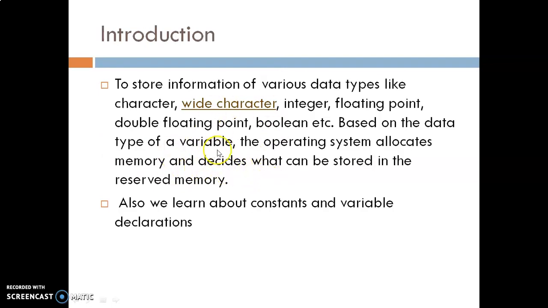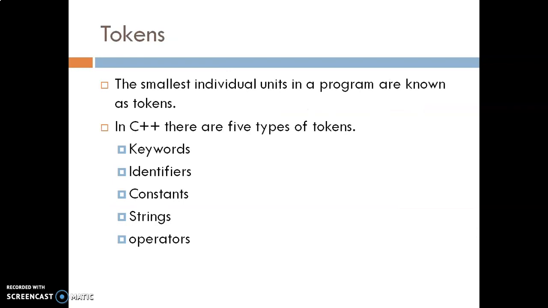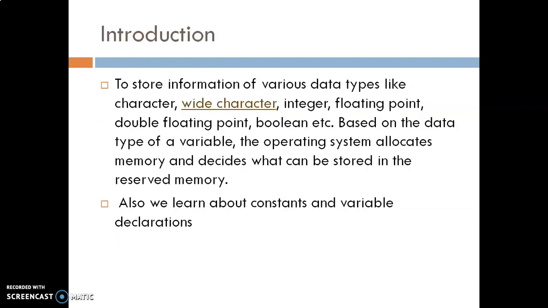To store information of various data types like character, wide character, integer, floating point, double floating point, boolean, etc., based on the data type of a variable, the operating system allocates memory and decides what can be stored in the reserved memory. It means we will have to focus on the data types of a variable. You all are aware of all the kinds of variable data types.